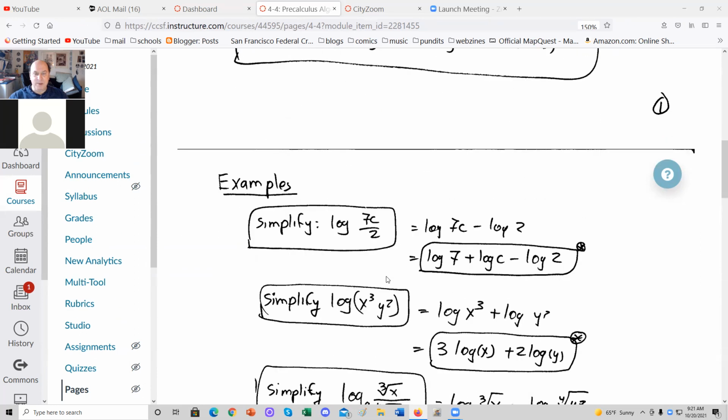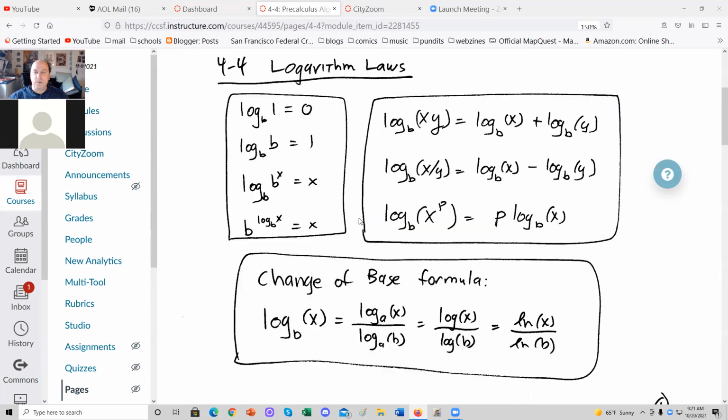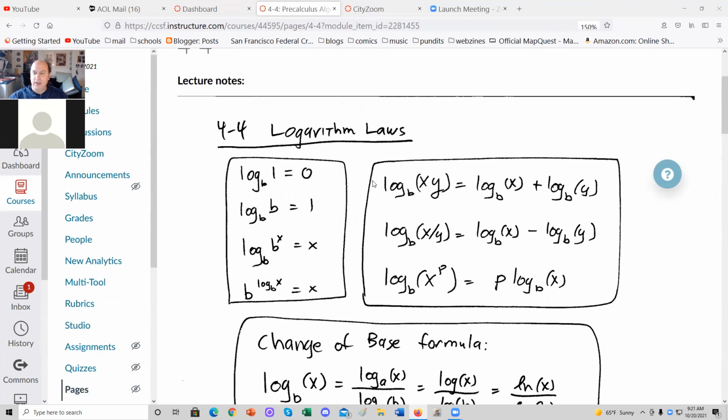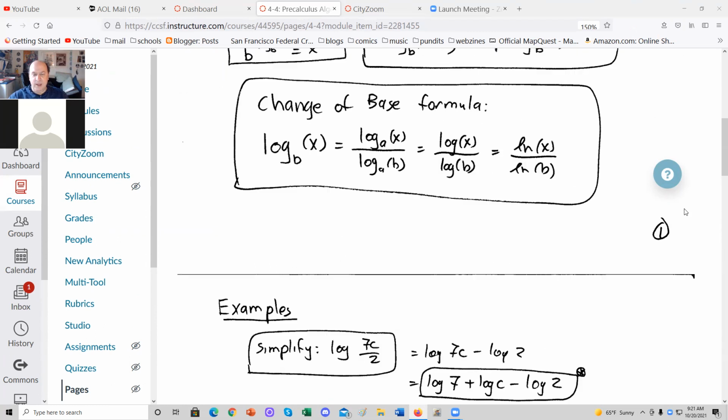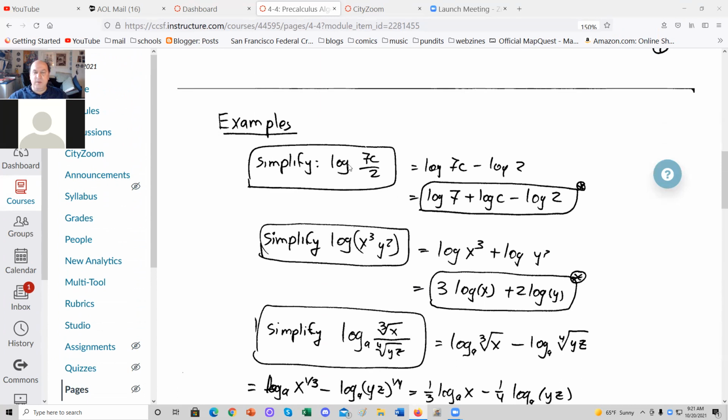So for example, let's see the virtues of these logarithm laws. It turns complicated functions, times, divide, and powers, into somewhat simpler functions, plus, minus, and multiple. So it sort of brings things down one level in complexity. So to simplify log of 7c over 2: this is log of a quotient, so it's a difference. Log 7c minus log 2. 7c is a product, so its logarithm is a sum. Log 7 plus log c minus log 2.